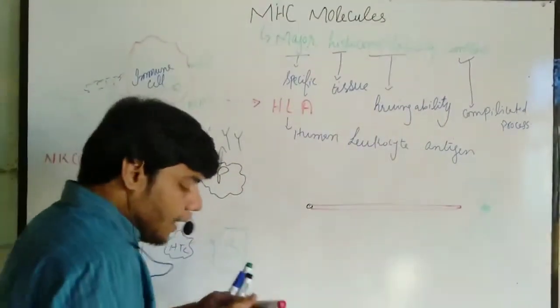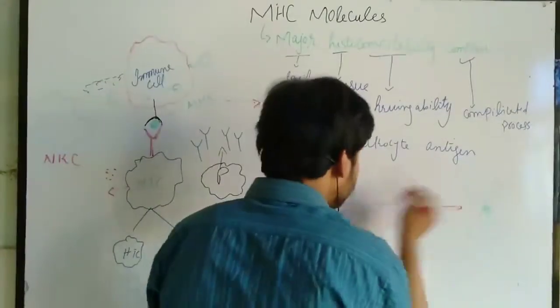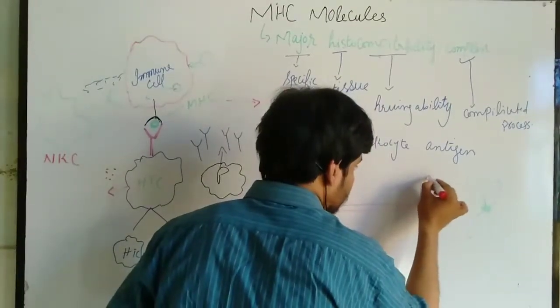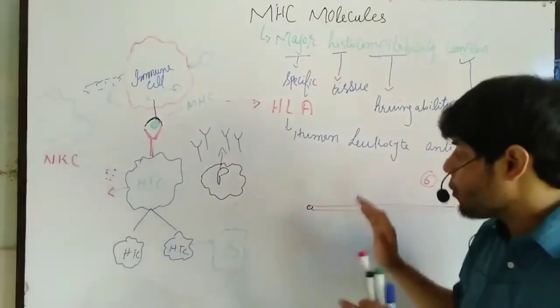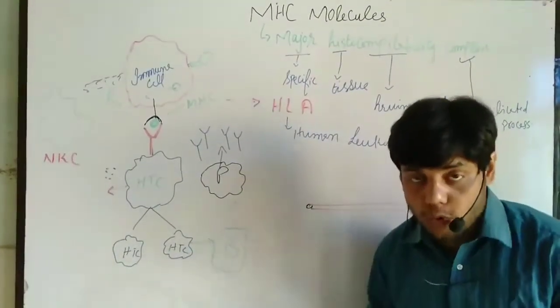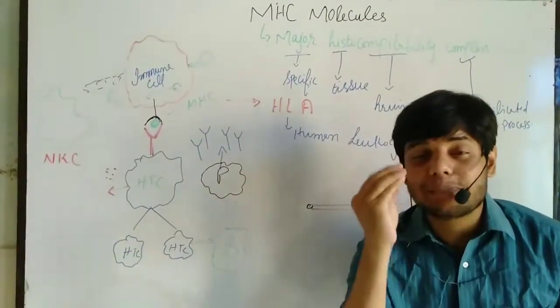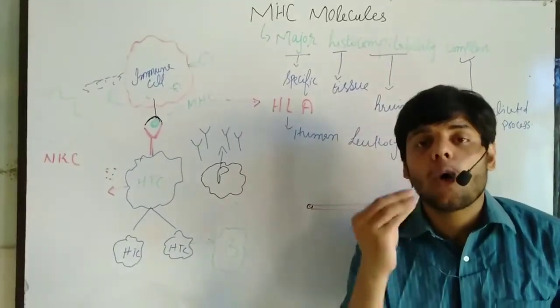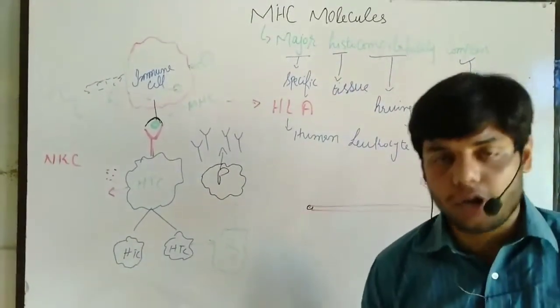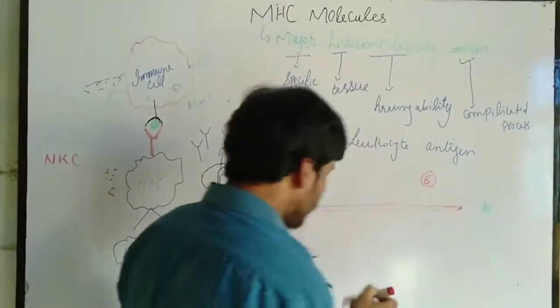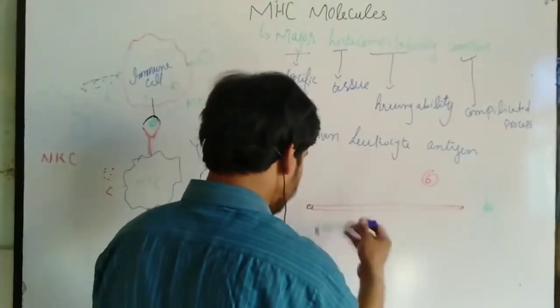Let's suppose this is chromosome number 6 which I select. At chromosome number 6 in humans, there are special kinds of genes which are specially responsible for producing the products of the MHC molecule. So what kind of genes do they have? Let me write.